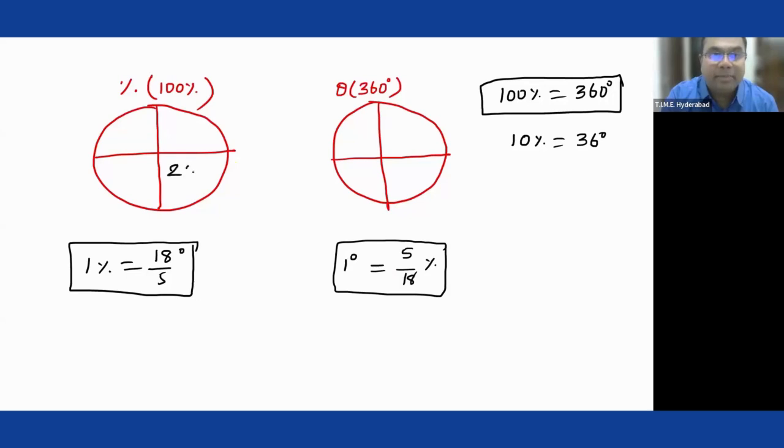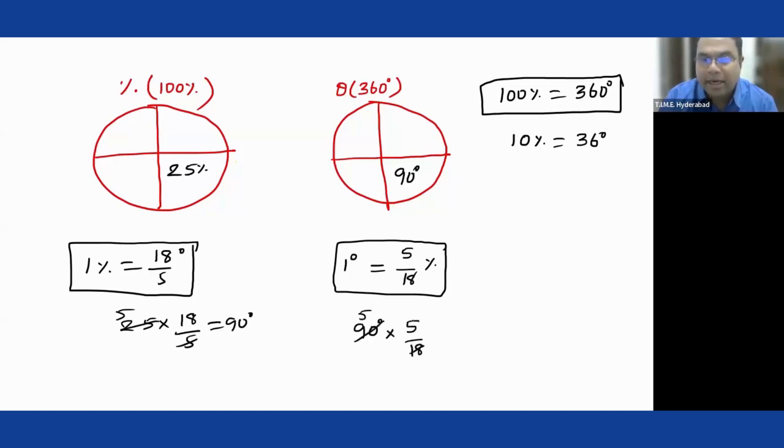So this is 25%. How many degrees? 25 into 1% is 18 by 5 degrees. 5 goes 5 times, 18 into 5, so if I represent it in degrees, it is 90 degrees. Now convert from degrees to percentage: 90 into 5 upon 18. 18 goes 5 times, so it has to be 25%. These are my conversion factors.